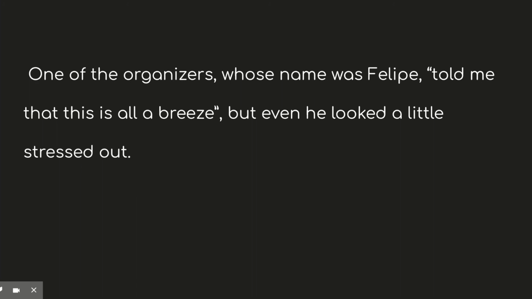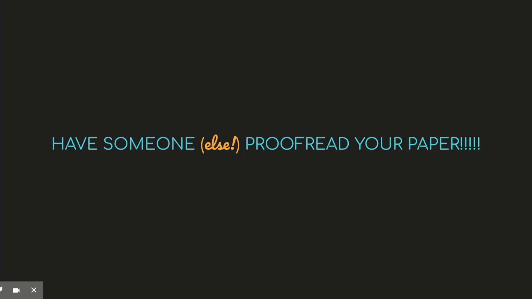So whether it's a comma or a period or an exclamation point, it always goes on the inside of the quotation mark. So in this example from one of your papers, one of the organizers whose name was Philippe told me that this is all a breeze, but even he looked a little stressed out. So that comma needs to be on the inside of that punctuation marks there. See that? This is the right way, the orange way. Okay. That's it. You did it. You're at the end.